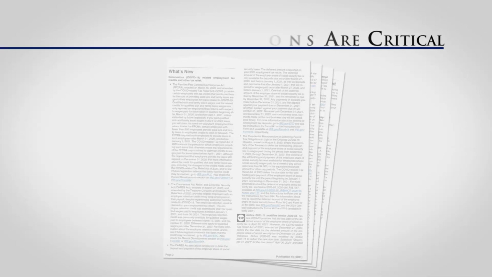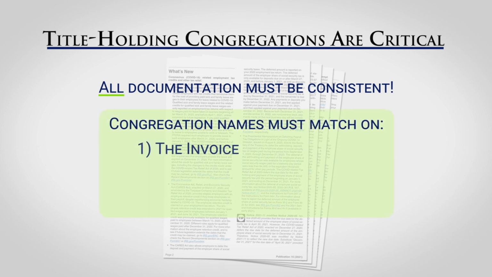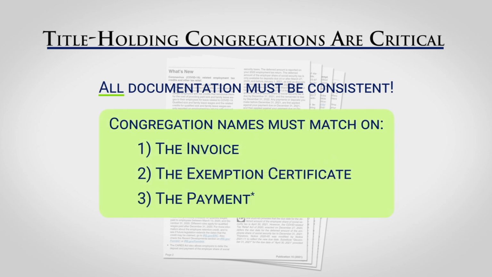When claiming tax-exempt status on an order, it is critical that all documentation is consistent and that payment information matches the certificate of the organization on hand. In other words, in order to qualify as tax-exempt, the invoice, the exemption certificate, and the payment must be made out in the same corporation or congregation name.